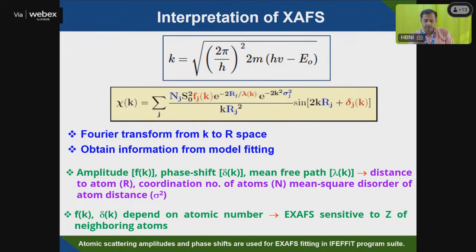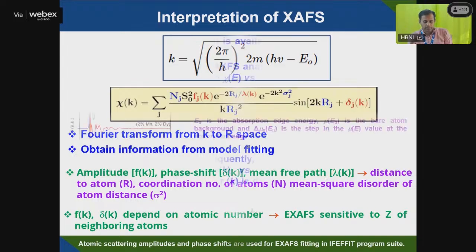If this is the equation, whatever wave vector we are getting is Fourier transformed from K space to R space, and then there is a model. From the model fitting, you will get the amplitude and phase shift delta, and you have a mean free path lambda. All these variations you will see, and finally you can fit the wave vector equation, and EXAFS is sensitive to the Z of the material.